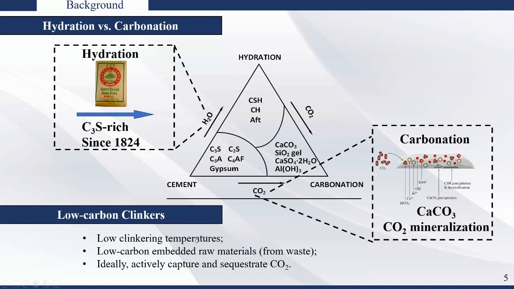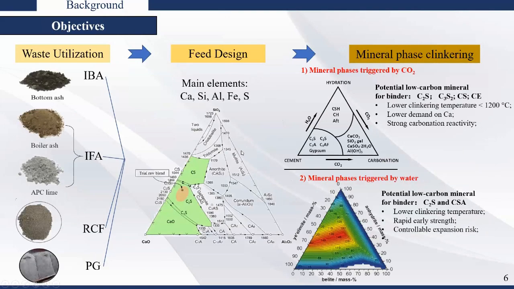So in summary, when we talk about low carbon clinker or low carbon cement, we need to lower the clinkering temperature. We need low carbon raw material, ideally from waste. And ideally, if this material can actively capture and sequester CO2, that'd be perfect. So this becomes our objective.